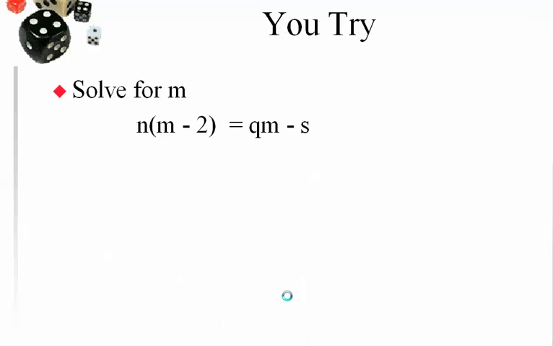Okay? So the U-try is to solve for m. So you're going to solve n times the quantity (m - 2) = qm - s. This is very similar to the last question, okay? This one will start off with one step different. You'll need to distribute. Then you can solve it almost identically to the last question. Okay, so this one has one number. The bulk of it, as you noticed so far, was pretty much variables, okay?